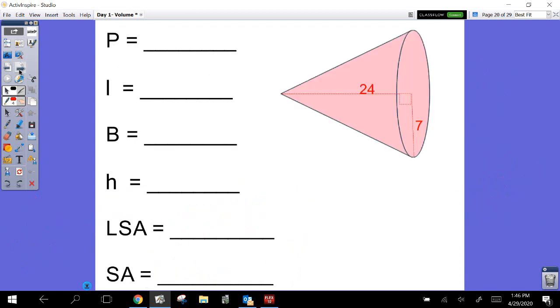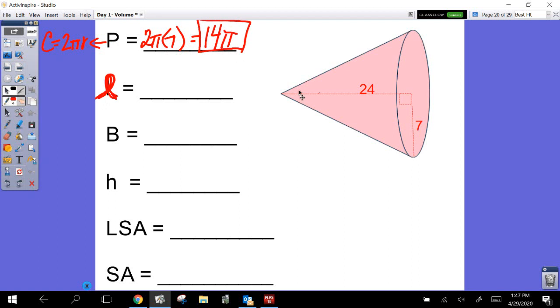Now let's do a cone. This should be a little bit easier. Hopefully we're catching on. For P, perimeter of the base of a cone, that's the same thing as circumference, which is 2 pi r. So 2 pi, what's my radius, is 7. So 14 pi. And there's no units, so that's my answer for perimeter. Remember, this is an L.